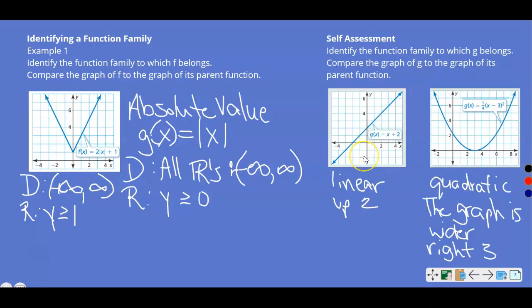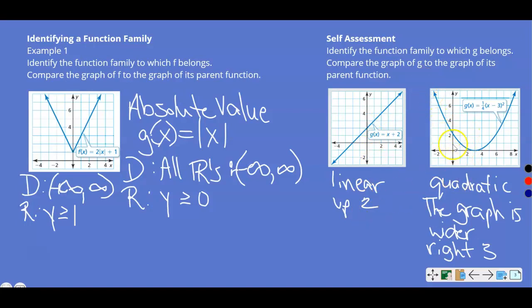All right, so the first one you can tell it's a line. So this one is linear. The parent function is just f of x equals x. And so we know that this one, g of x, has been moved up 2 units because of the plus 2. The domain is all reals. The range is all reals. But for both the parent function and the transformation. So the domain and range did not change here.